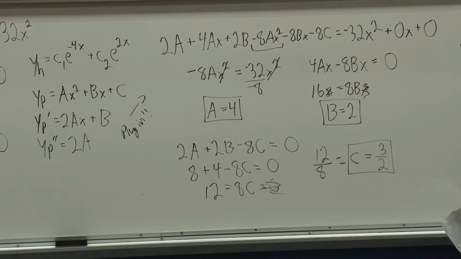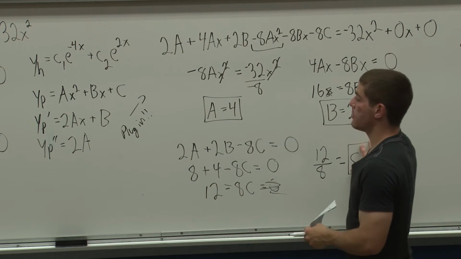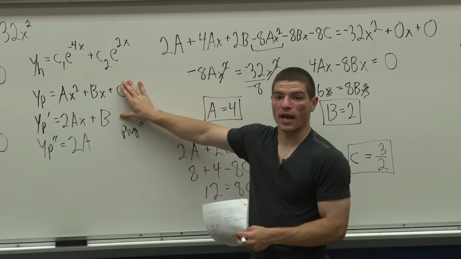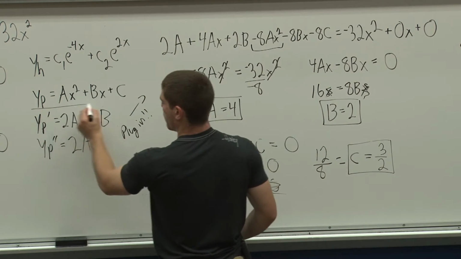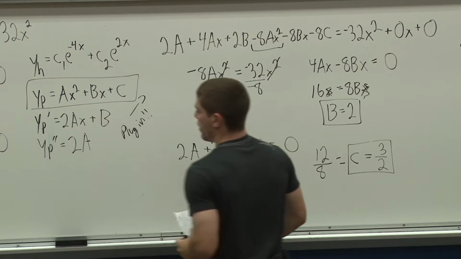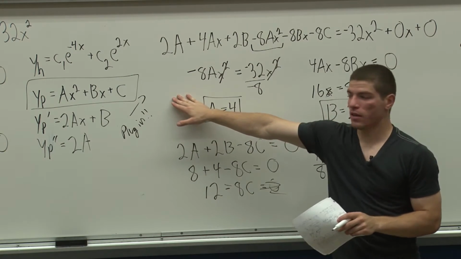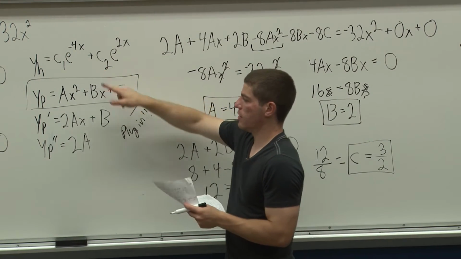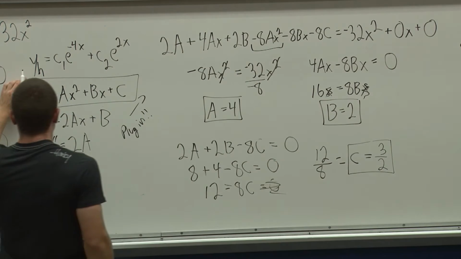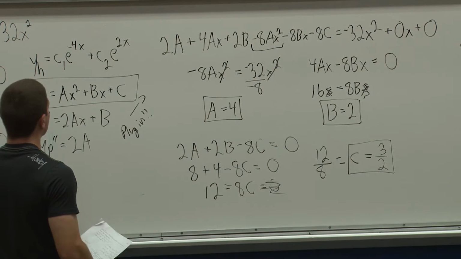All right, cool. So are there any questions on that? No? Good, good. All right, so once we found our constants, we're basically done. What we need to do is plug these constants back in to our original guess, which is going to be our particular solution. So this is what we're looking for. And then we're going to add that particular solution to our homogeneous solution. All right, so I'm going to write the answer.